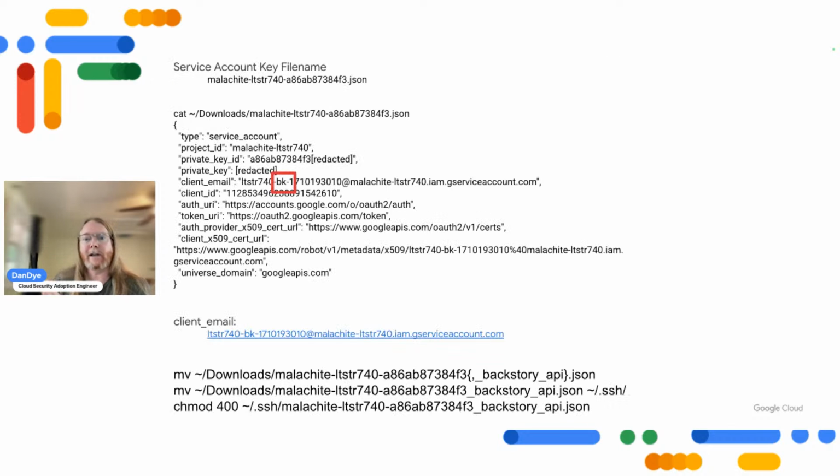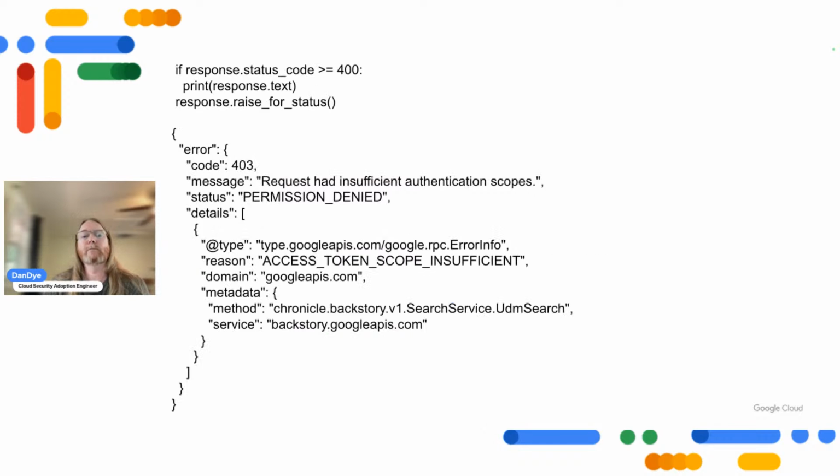And to keep these organized, I recommend adding context to the file name as soon as you get them. Now, if you do make a mistake with the scope, and you have some error handling for the API response, there is a readable error message. It says access token scope insufficient.